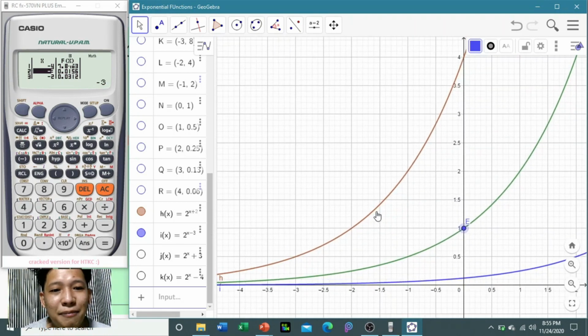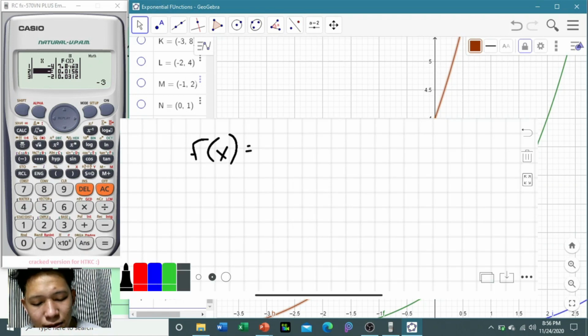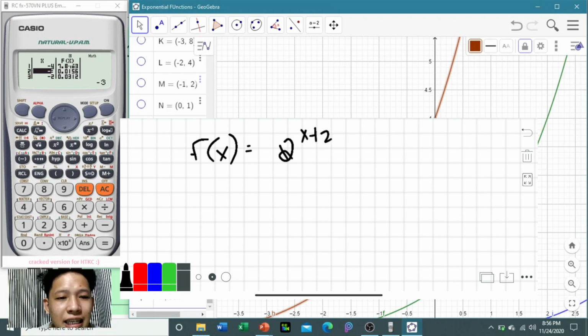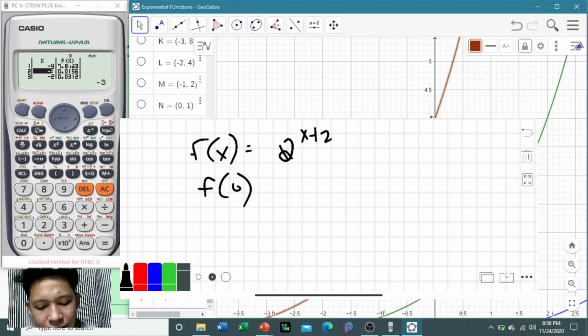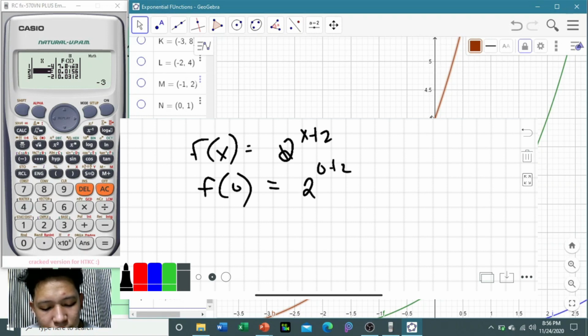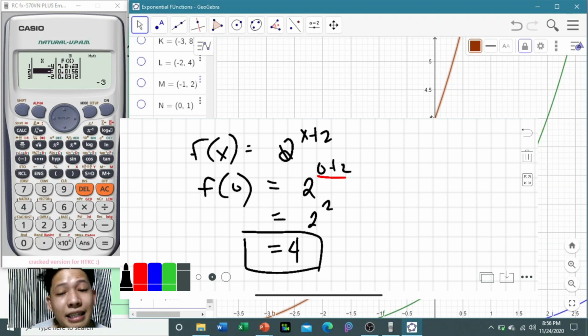So saan ba nag-cross sa y-axis itong first natin? So yung una natin kanina is f of x equals to 2 raised to x plus 2. So, saan po siya nag-intersect kay y-axis? Dito po kung mapapansin ninyo kay 4. So, paano natin nakuha si 4? We just evaluated f of 0. So, that would be f of 0 equals to 2 raised to 0 plus 2. So simplify natin ito. This would be 2 raised to 2, which would be 4. That is why our y-intercept is 4.